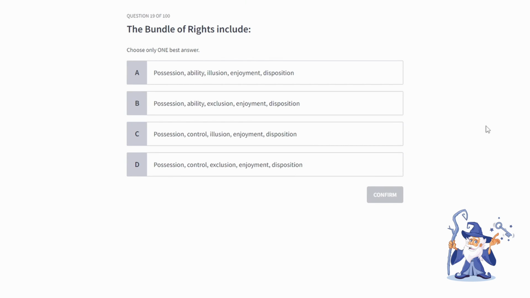Okay, next one, 19. The bundle of rights include A, possession, ability, illusion, enjoyment, disposition. B, possession, ability, exclusion, enjoyment, disposition. C, possession, control, illusion, enjoyment, disposition. Or D, possession, control, exclusion, enjoyment, and disposition. So, like always, here's a quick opportunity to reread it, think about it, and come up with your answer. So go ahead and do that right now.